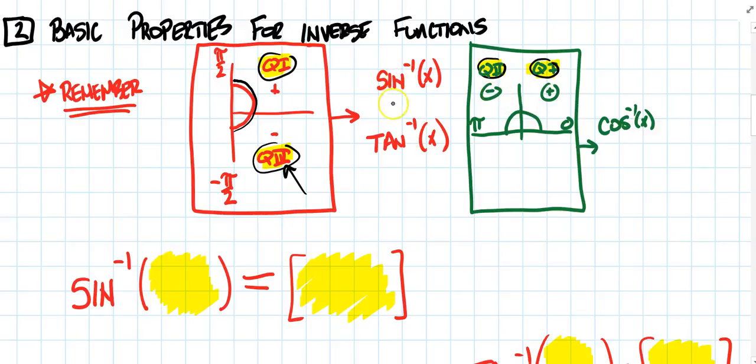Both inverse sine and tangent have the same picture between quadrants 1 and quadrants 4. Okay, positive in quadrant 1, negative in quadrant 4, and you have to stay within bounds of positive pi over 2 to negative pi over 2. So that's what always helps me.